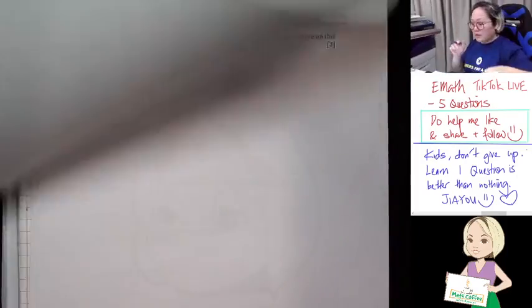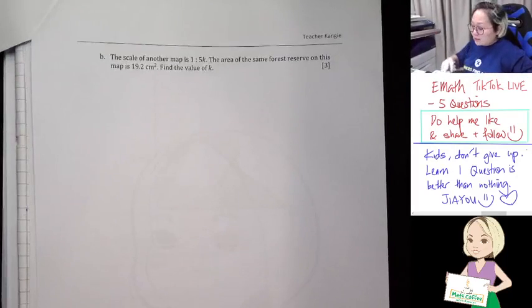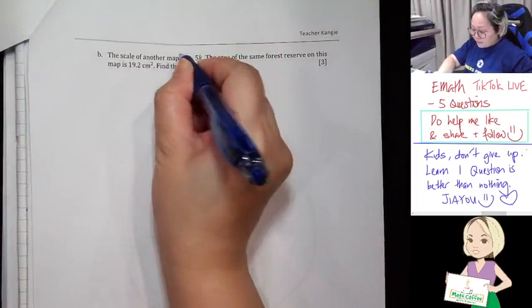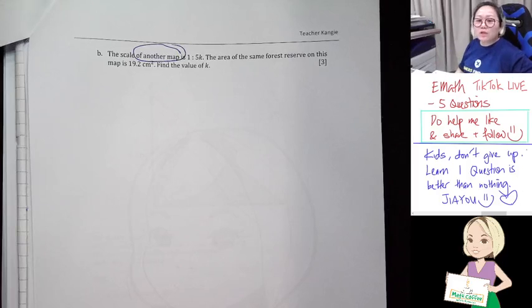Okay? Let's move on. Now they tell you that there is another map. So kids, what do you learn? What did I mention about when they change to another map? What is not changed?